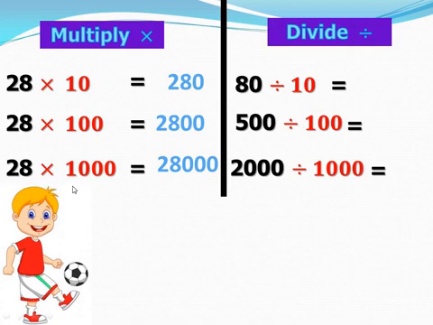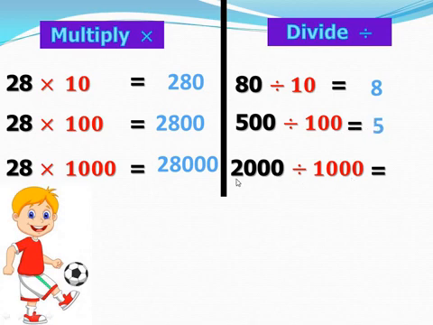When I multiply by 10, 100, 1000, in multiplication the number becomes bigger. I start to divide. When I say divide, it means what? The number becomes smaller. Divide means cancel the zeros together. Here, 80 divided by 10. I'll cancel 1 0 with 1 0 and it will be 8 divided by 1, and the answer will be 8. Here I have 500 divided by 100. I will cancel 2 zeros together and the answer will be 5.